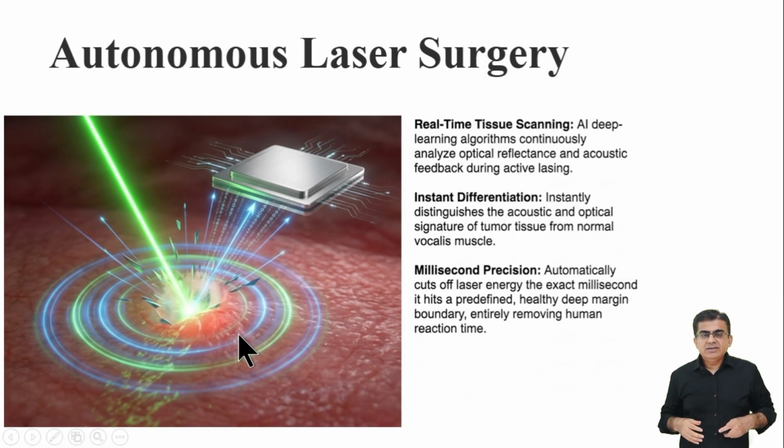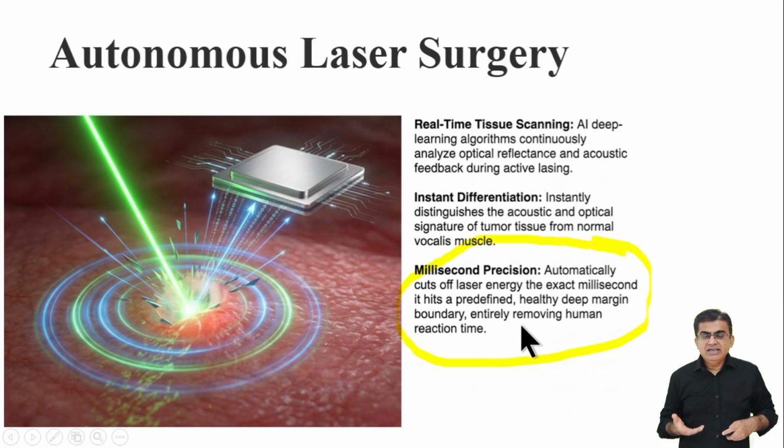Finally, look at the text at the bottom right regarding millisecond precision. Human surgeons always have a natural delay in their physical reaction time, but the computer does not have this delay. The artificial intelligence can automatically shut off the laser energy the exact millisecond it reaches the healthy deep margin boundary. This brilliant technology completely removes human error. It safely guarantees a perfect oncological deep margin every single time.